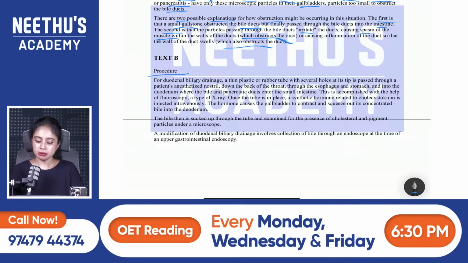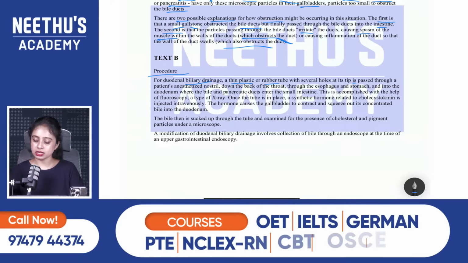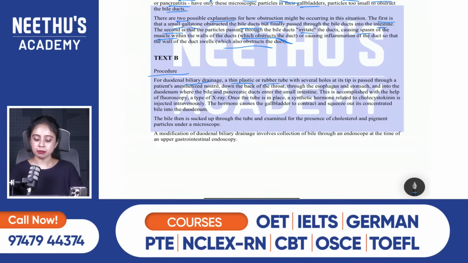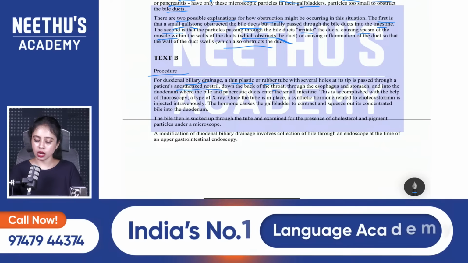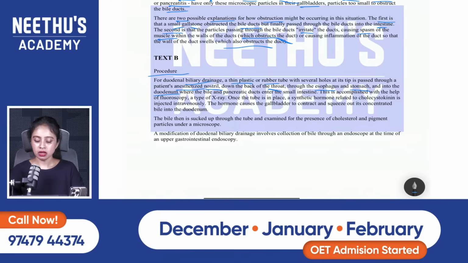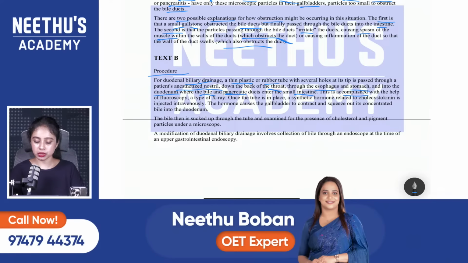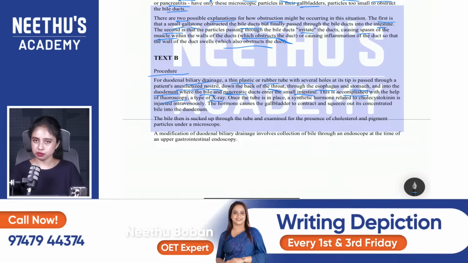For duodenal biliary drainage, a thin plastic or rubber tube with several holes at its tip is passed through the patient's anesthetized nostril, down the back of the throat, through the esophagus and stomach, and into the duodenum, where the bile and pancreatic duct enters the small intestine. This is accomplished with the help of fluoroscopy, a type of X-ray.